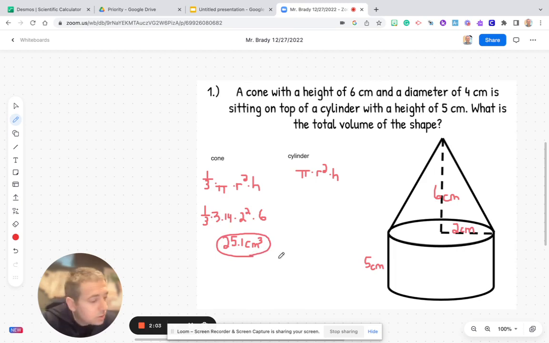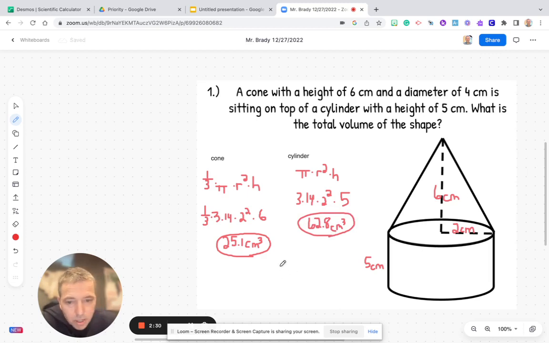All right, let's go over to the cylinder. So it's going to be 3.14 times the same radius, 2 to the second power. But this time the height of the cylinder, that's 5, right? Times 5. So again, if you type all that in your calculator, you're going to get 62.8 centimeters cubed. And they want the total volume.